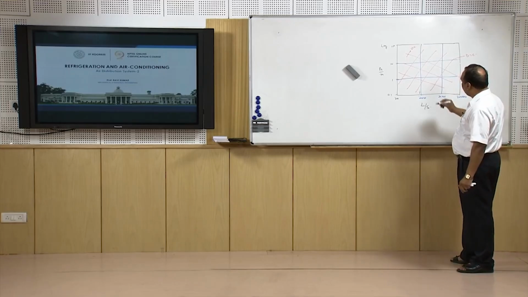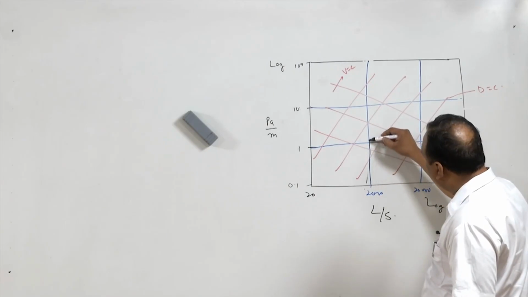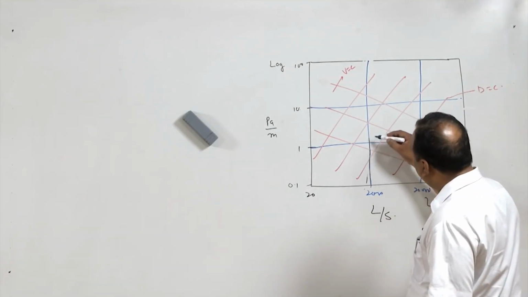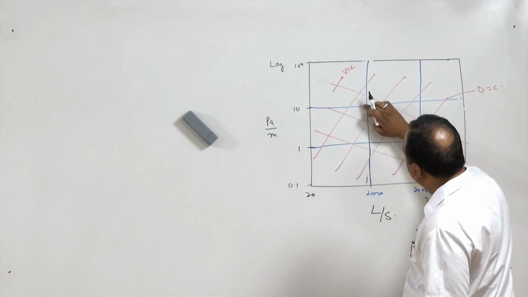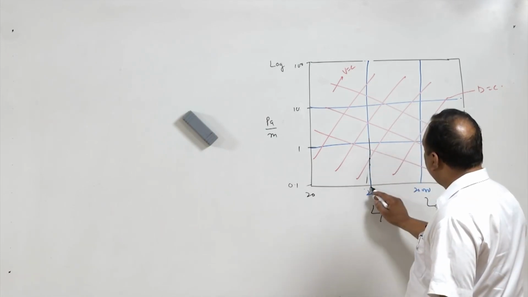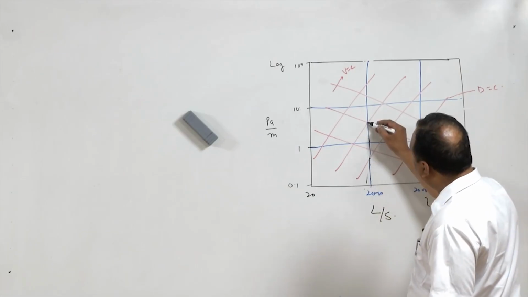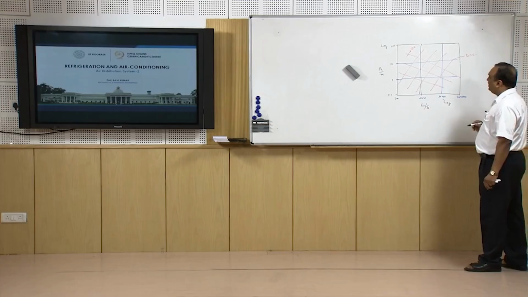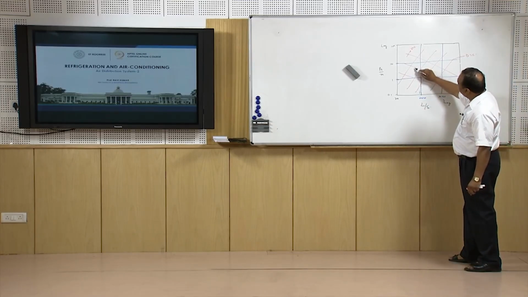Suppose I want to maintain constant discharge, 200 liters per second. At 200 liters per second, if I am reducing the duct diameter, because in this direction the duct diameter is reducing, for a particular discharge this is the duct diameter. If I reduce the duct diameter for the same discharge, velocity will increase, because velocity is increasing in this direction. So these are constant velocity lines.